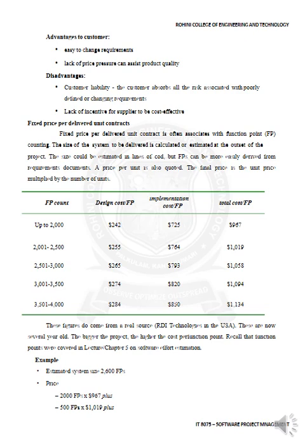The next type of contract is the fixed price per delivered unit contract. Fixed price per delivered unit is often associated with function point counting. The function points can be easily derived from the requirements document. So it's given in the diagram.